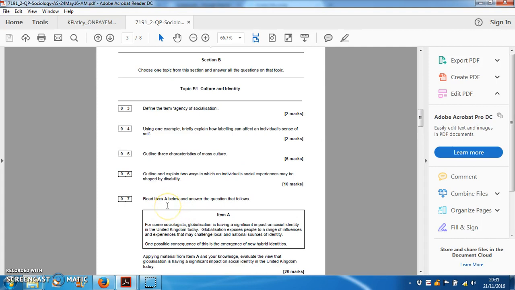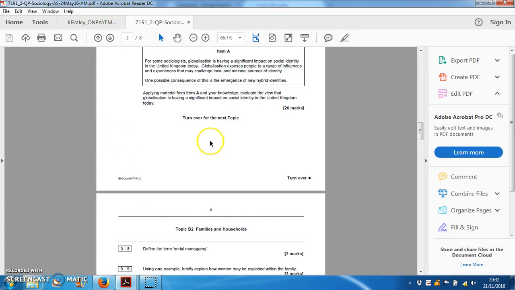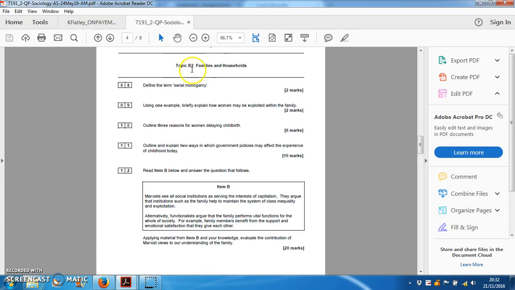Now, it does indicate on the front page that you are to answer one section from section B. In the case of the majority of colleges who study family and households, you would miss topic B1 and keep going and you will find topic B2, which is family and households.